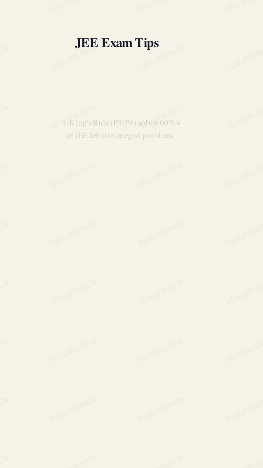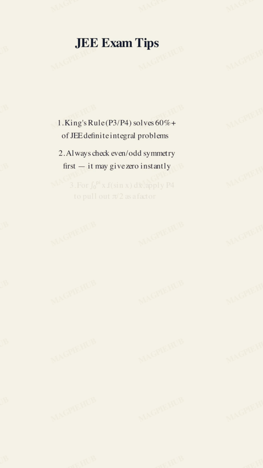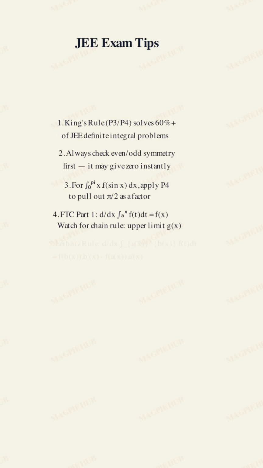Here are 5 crucial exam tips. First, King's rule solves over 60% of JEE definite integral problems. Always try it first. Second, check for even or odd symmetry. It might give you 0 immediately.